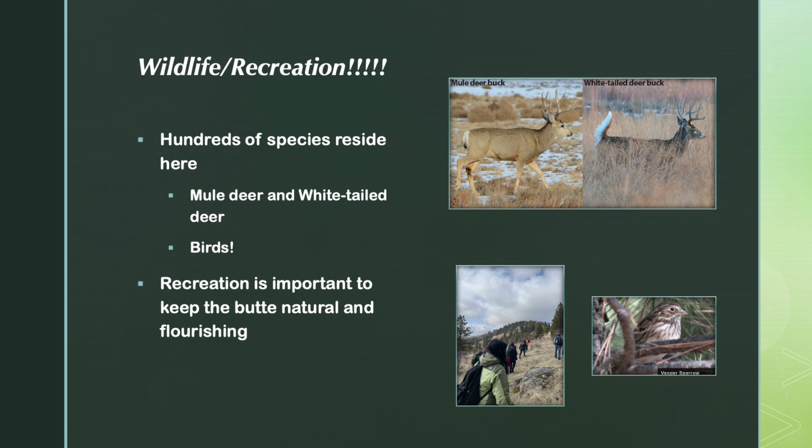And recreation is a super important part of the butte because it keeps it natural and flourishing. Recreation is important because people hike here a lot, and a lot of people use that for their mental health since a lot of places in the Palouse don't have recreation. But it is super important to keep it very clean and flourishing here so we can still keep it a part of our natural habitat.